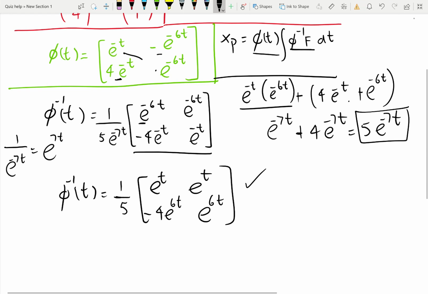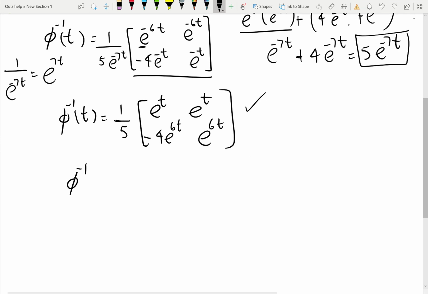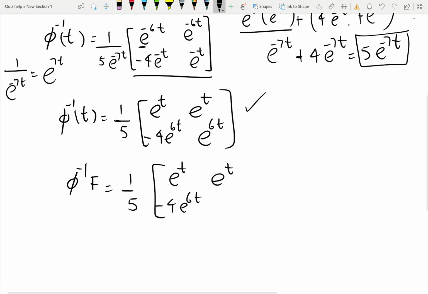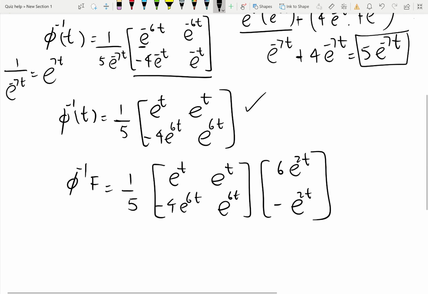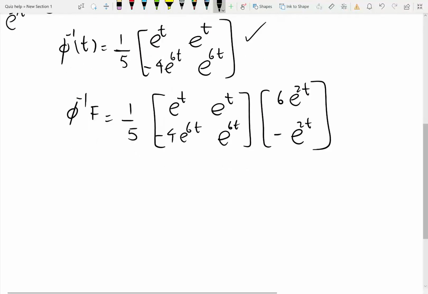Now the next thing is multiply phi inverse by f. See, I am doing it very slowly. Phi inverse times f is 1 over 5 times the matrix [[e to the t, negative 4 e to the 6t], [e to the t, e to the 6t]] times f, which is, I think, 6 e to the 2t, negative e to the 2t. I think I wrote it from memory. Let's see, 6 e to the 2t, e to the negative... This is f, right? Yes. Okay.